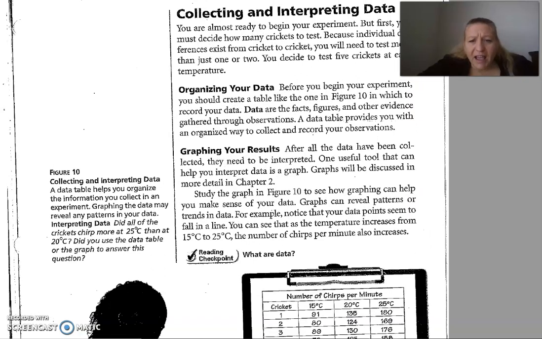Graphing your results. After all the data have been collected, you will then need to interpret it. One useful tool that can help you interpret data is a graph. Graphs will be discussed in more detail in Chapter 2. Study the graph in Figure 10 to see how graphing can help you make sense of your data. Graphs can reveal patterns or trends in data. For example, notice that your data points seem to fall in a line. You can see that as temperature increases from 15 degrees to 25 degrees C, the chirps per minute also increases.